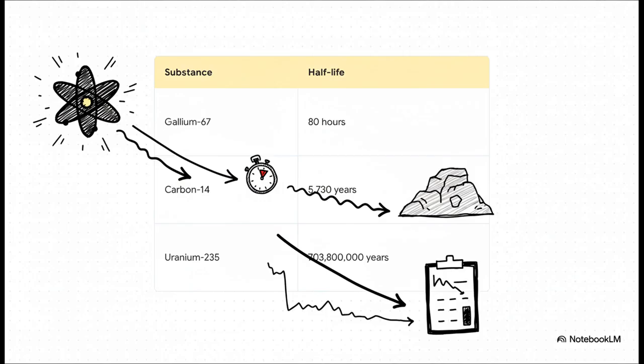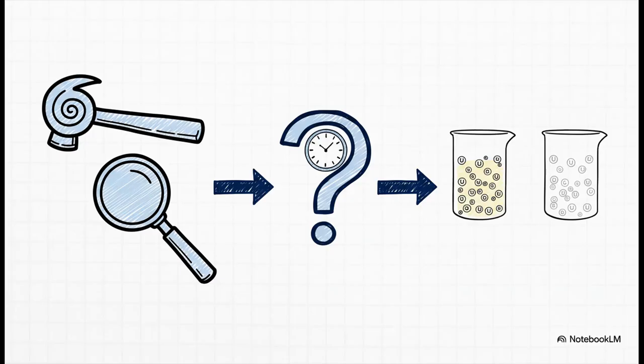For a medical isotope like gallium-67, it's just 80 hours. For carbon-14, what we use for dating ancient artifacts, it's over 5,000 years. And for something like uranium-235, we're talking over 700 million years. You can't predict that stuff without these equations. So with the exact same tools we just learned, isolating the exponential, using that logarithm hammer, we can start asking and answering some really specific questions.